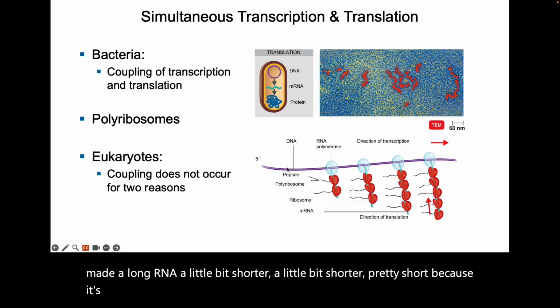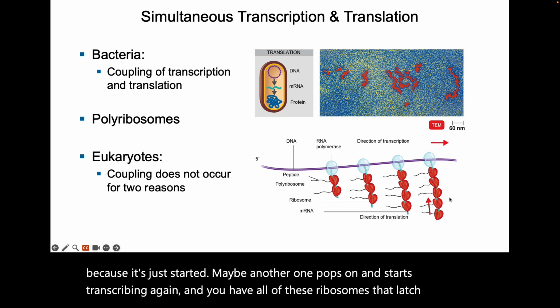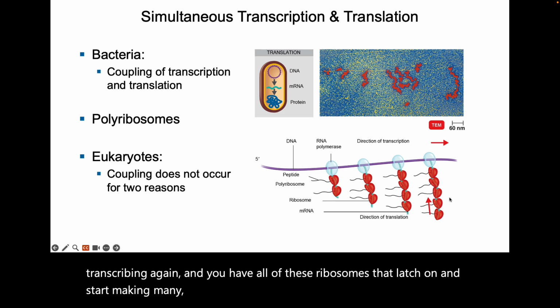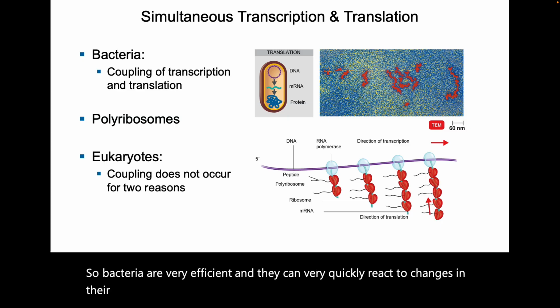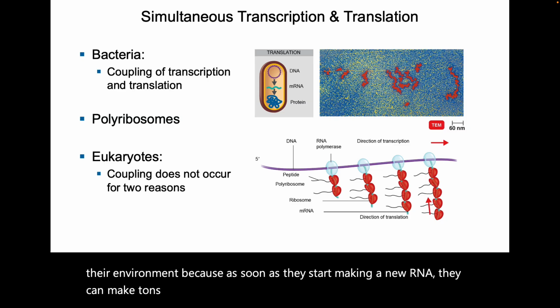Maybe another one pops on and starts transcribing again. And you have all of these ribosomes that latch on and start making many, many copies of the protein all at the same time. So bacteria are very efficient and they can very quickly react to changes in their environment, because as soon as they start making a new RNA, they can make tons of copies of that protein immediately before the RNA is even finished.